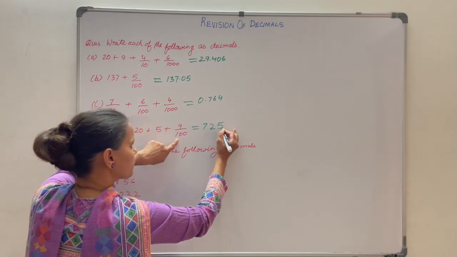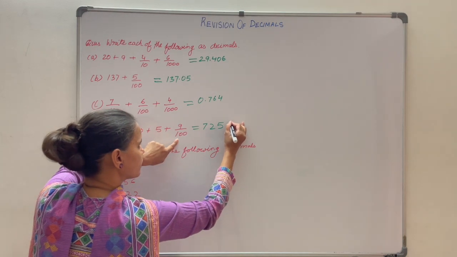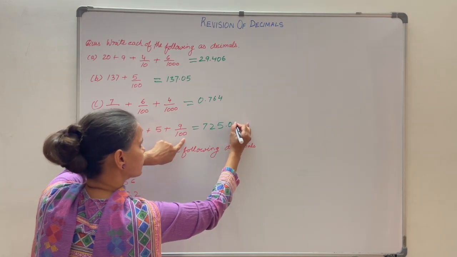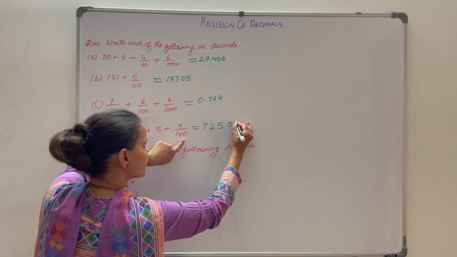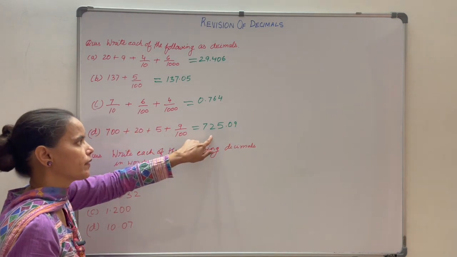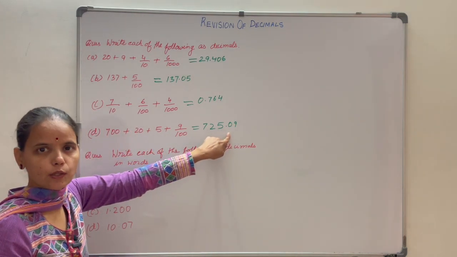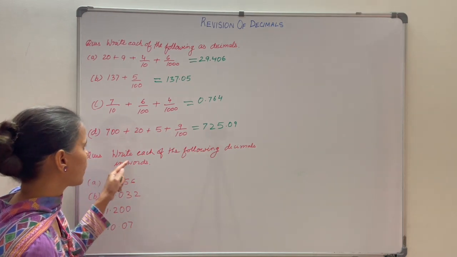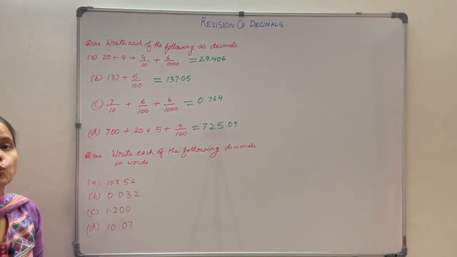725.9 upon 100 means this is after the decimal point. 10th place, there is nothing. 100th place, it is 9. So this is 725.09. Now write each of the following decimals in words.